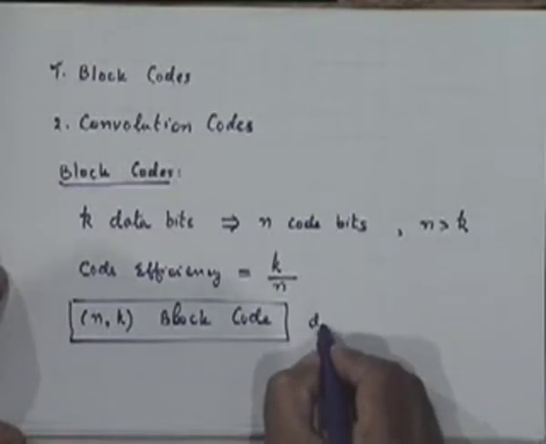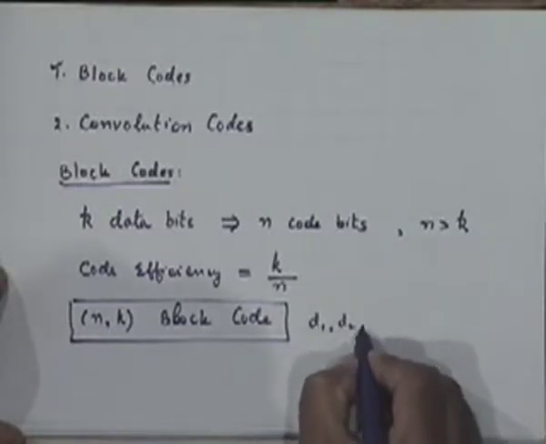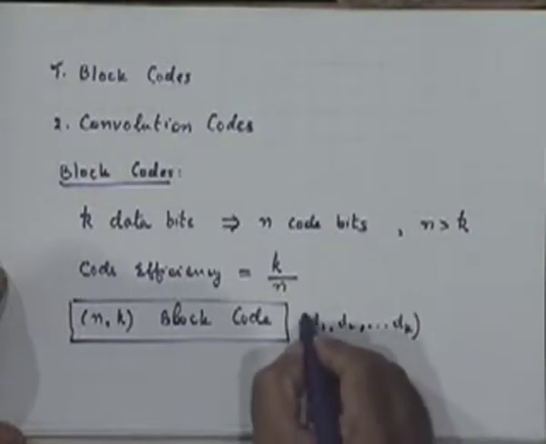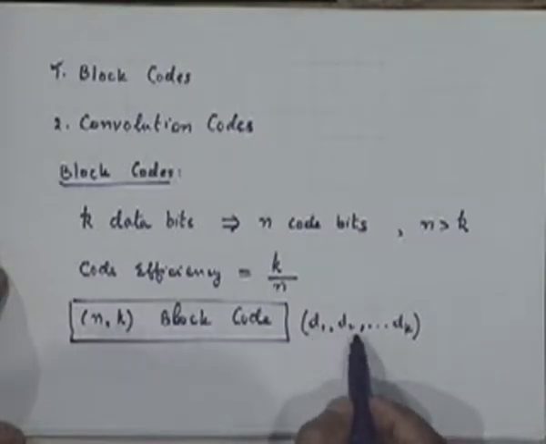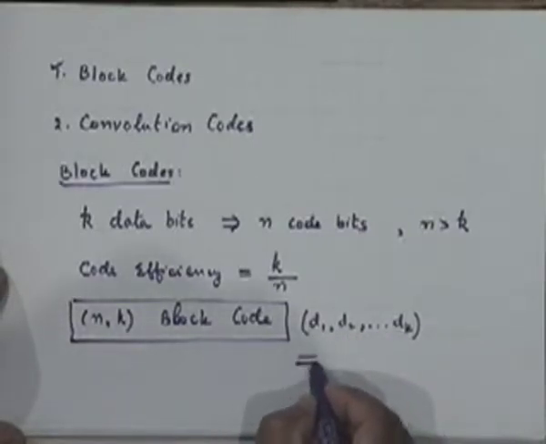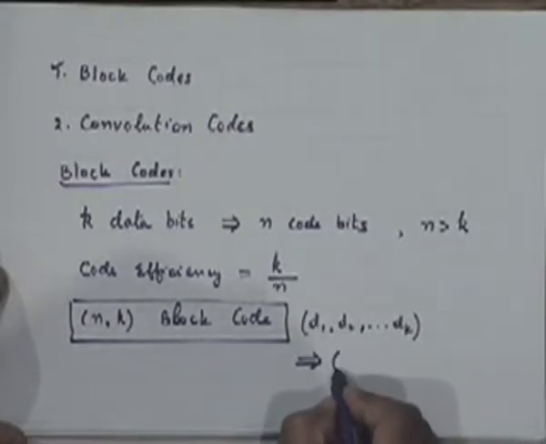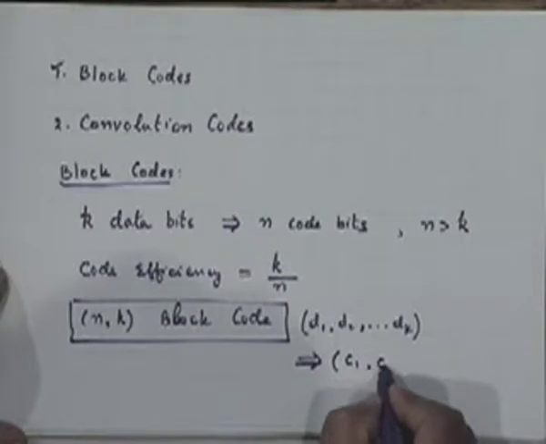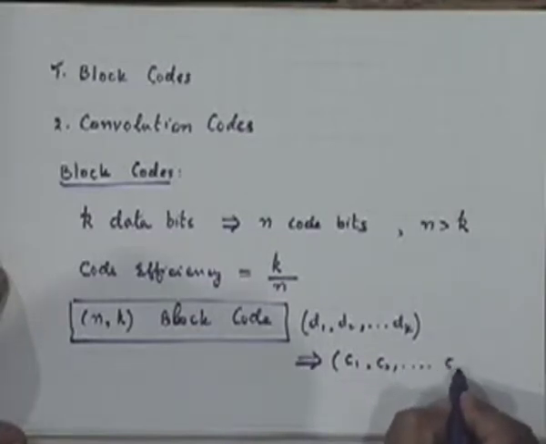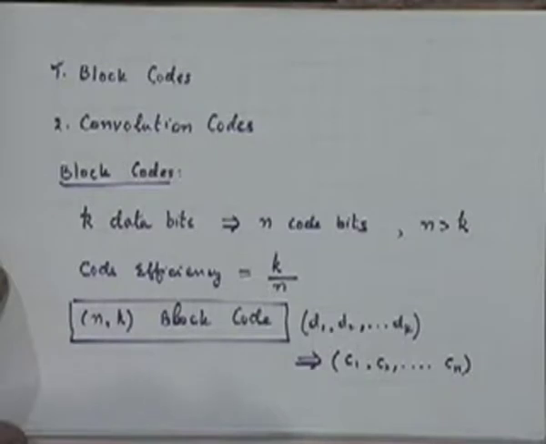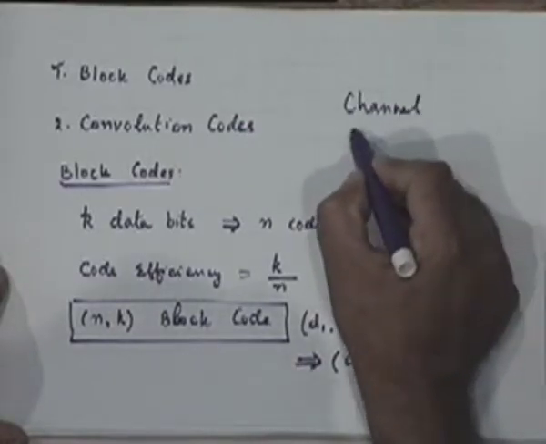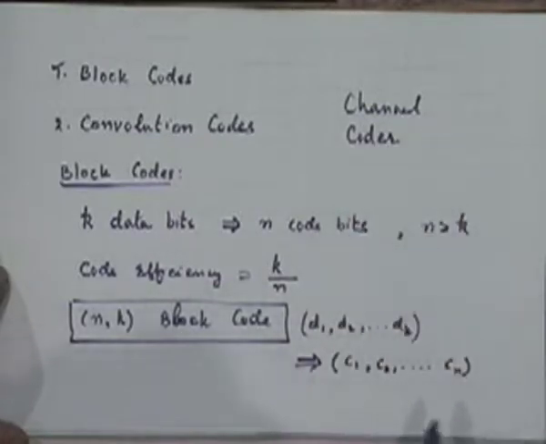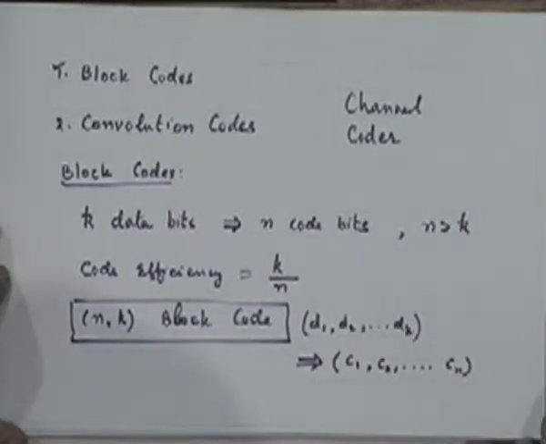More precisely, the coding procedure consists of taking a sequence of k data bits, which we can denote as a vector d1, d2, up to d sub k, and mapping it, which is what the coder will do, into a vector or sequence of code bits c1, c2, up to c sub n. This mapping is what is going to be done by the so-called channel coder, or channel encoder.